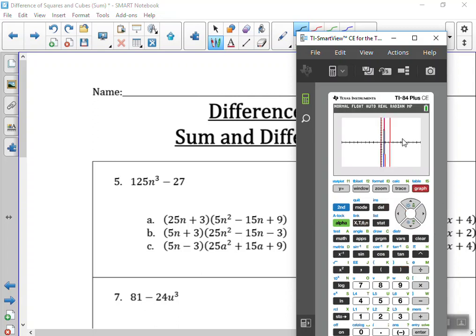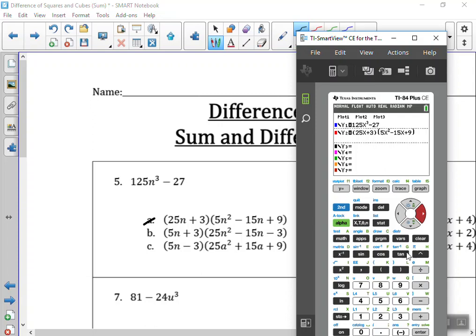Now if you look at the graph, you have the blue one, which is the original, and you have the red one. Are they the same graph at all? Not even close, right? So it's not A. You're going to go to the next one, or should I just jump to C? Is it C? Yeah. It's C. Okay, let me just jump to C.